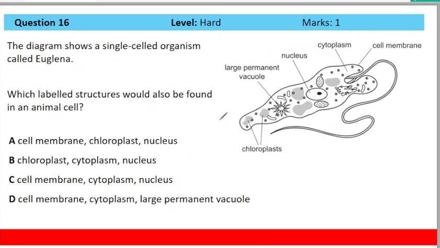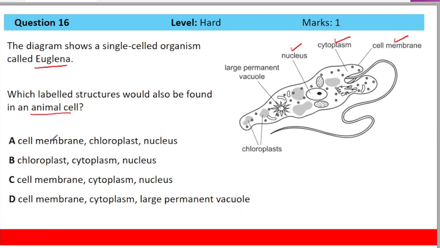Question number 16. The diagram shows a single-celled organism called Euglena. The various parts are labeled here. Which labeled structures would also be found in an animal cell? An animal cell has a cell membrane, cytoplasm, and nucleus. A large permanent vacuole is not found in animal cells, and they don't have chloroplasts either. So let us see one by one.